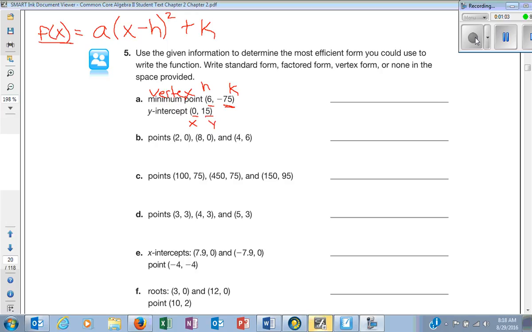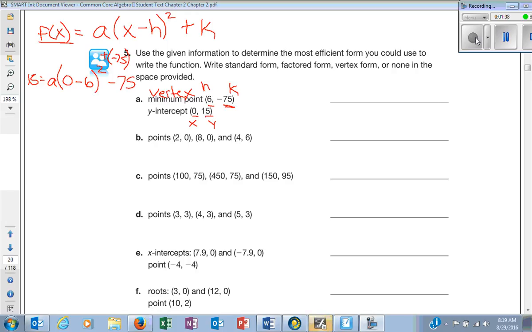What do we really think f of x is? So it should be 15 equals, we don't know what a is, that's our job, times x minus 6 squared. Now you could do plus a negative 75, or how else could you write that? You could just write this as a minus 75 or a plus negative 75. I don't care which way you write it, doesn't matter to me. Everybody good so far, which is the plug-in phase of this?